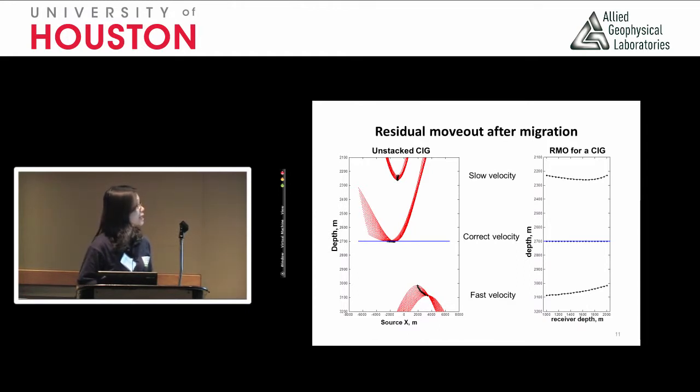So this is the unstacked common image gather for all the receivers, and then we just pull out all those extreme points to form the residual move out for one common image gather. So this axis is now changed to receiver depth. We can see if we use the correct velocity, the common image gather residual move out is really flat on the reflector, and if we use the wrong velocity, it will curve.